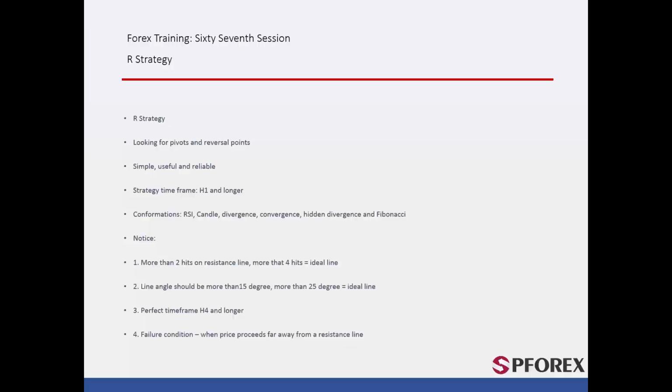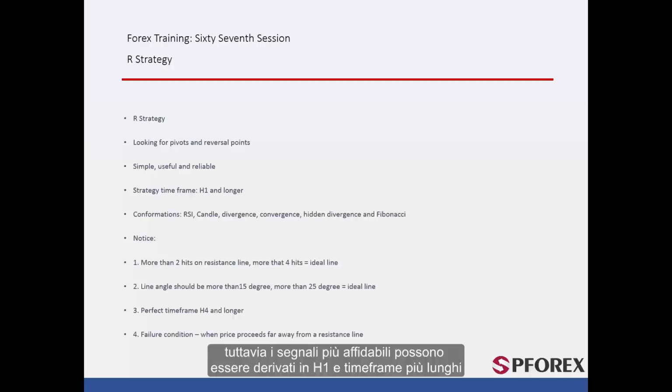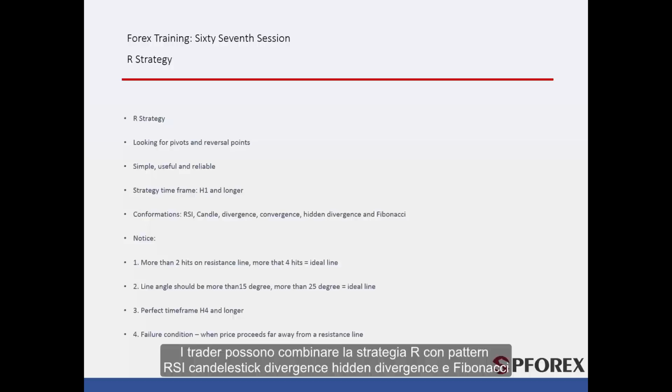Time frames. A trader can exploit the R strategy on all time frames. However, the most reliable signals can be derived in H1 and longer time frames. Symbols. The R strategy is applicable on all symbols: Forex, commodities and stocks. Complementary tools. A trader can combine the R strategy with RSI, candlesticks, divergence, hidden divergence and Fibonacci patterns.